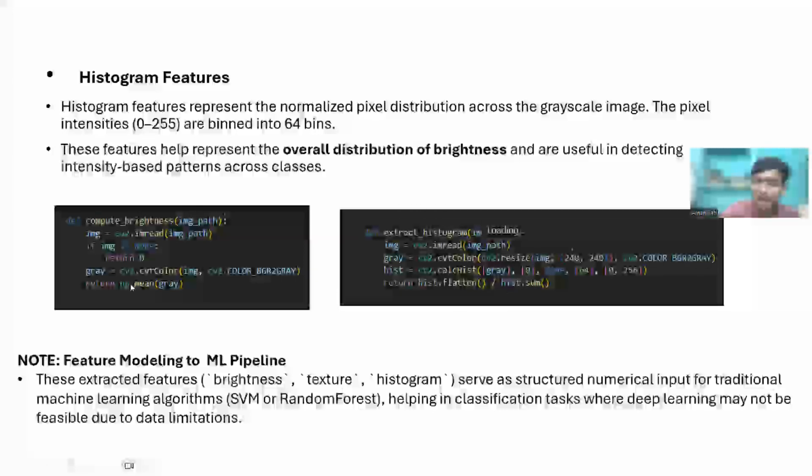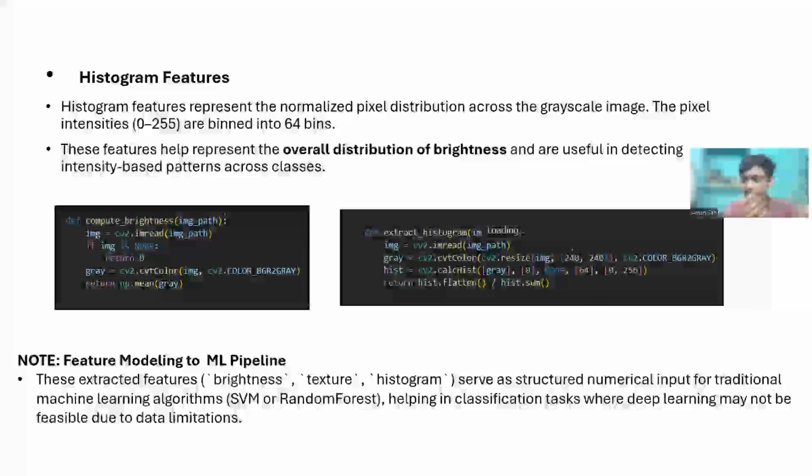Apart from that, I am also calculating the mean brightness, because I found that there are significant changes in the RGB channels for various classes. So this mean brightness will help my model to learn. So these are the things we have extracted: first, the Haralick features; second, the mean brightness; third, the histogram features. These extracted features, that is the brightness, textures and histograms, serve as structured numerical input.